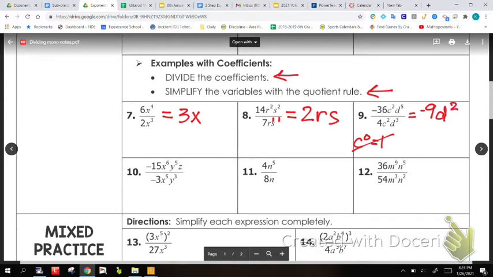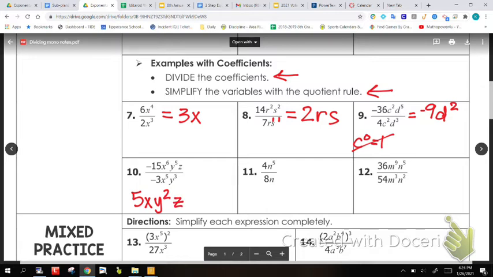Number 10, again, divide your coefficients. Negative 15 divided by negative 3 is 5. X to the 6th divided by x to the 5th. The base stays the same. Subtract your exponents. That would be x to the 1st. y to the 5th divided by y to the 3rd. Subtract your exponents, that would be y to the 2nd. And then that z, there are no other z's, so it can't change. It's just going to stay put there.